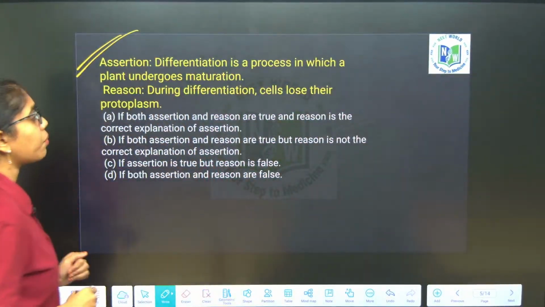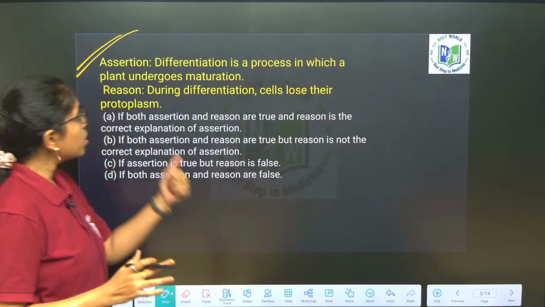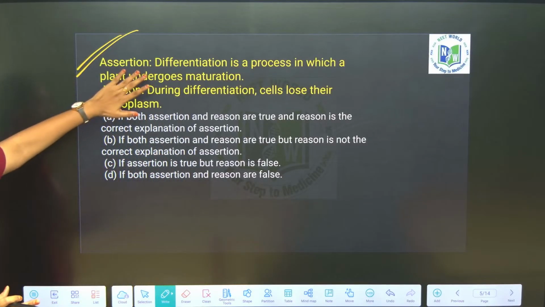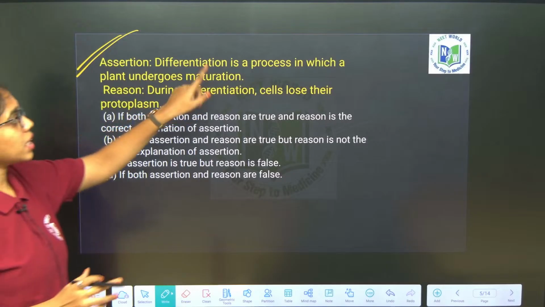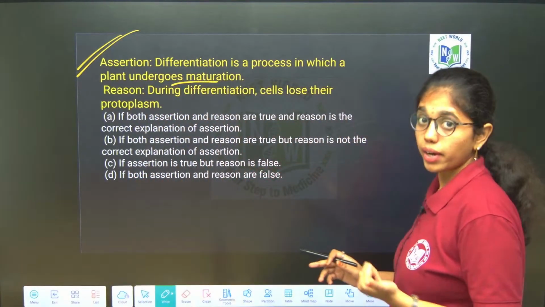Next question. Assertion and reason type of question, which is the most challenging type of question for all the students, so look at it with keen interest. In the assertion he is saying that differentiation is a process in which plant undergoes maturation, correct, right?